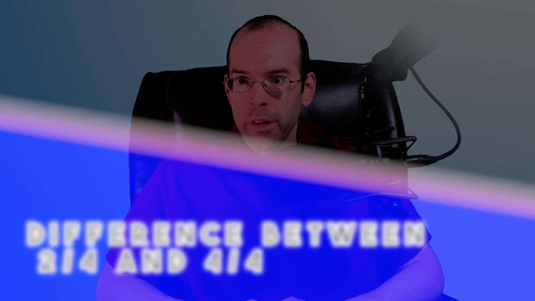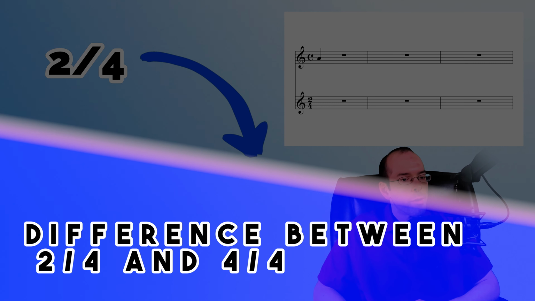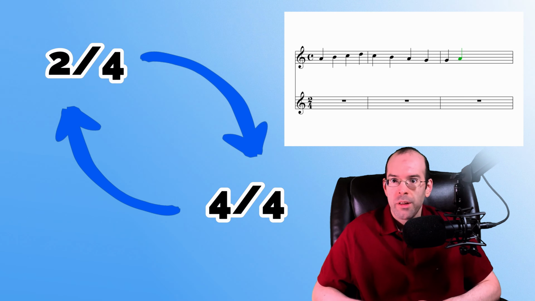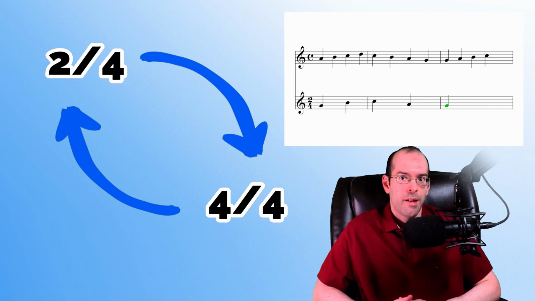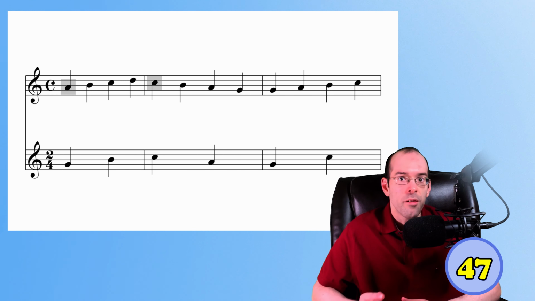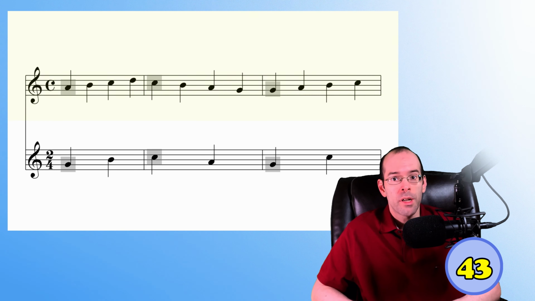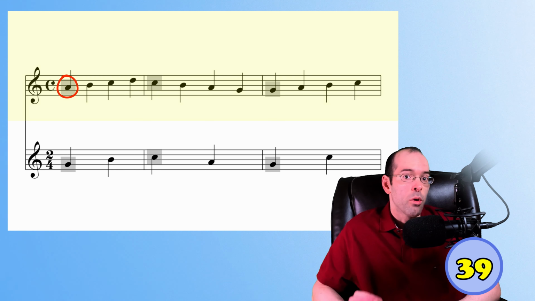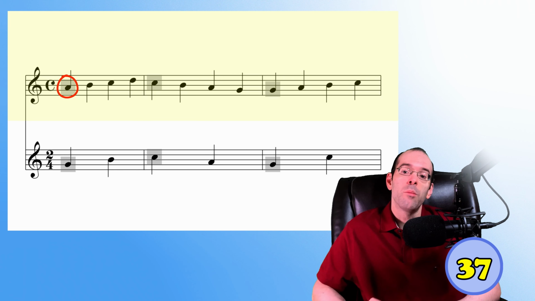As promised earlier, let's talk about how 2/4 is in fact different from 4/4 and not simply the same time signature divided in half. By definition, the first beat of each measure is always the strongest beat. So if we take a look at 4/4 time, we have 4 beats, right? Our strongest beat is on beat 1 and our second strongest beat would be on beat 3.